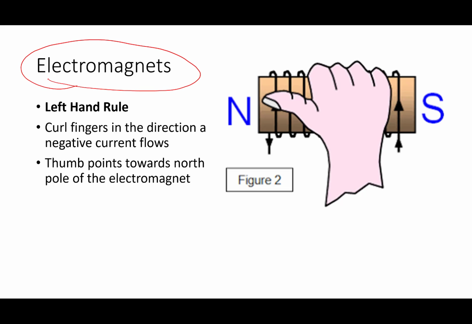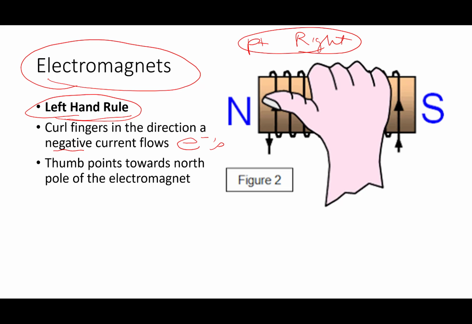To determine the north or south polarity of an electromagnet, there are left-hand rules and there are right-hand rules. We're going to talk about the left-hand rule, and the left-hand rule is the direction of negative current flow. So we're going to talk about electrons flowing. Talk to your instructor. If you are dealing with positive current flow, then you are going to use the right-hand rule. But in this particular course, we're going to be dealing with negative current flow, so we're going to use that left-hand rule. So this is how this works.